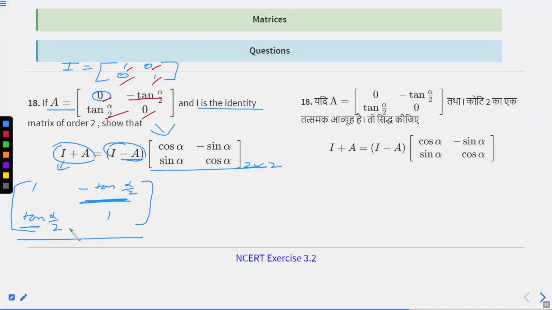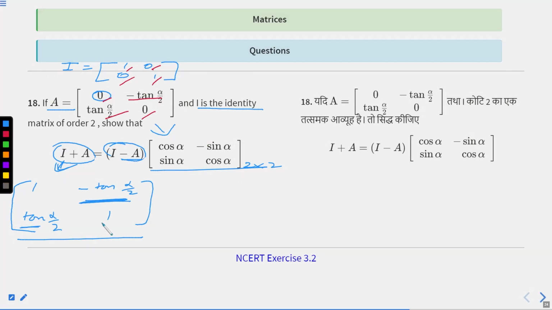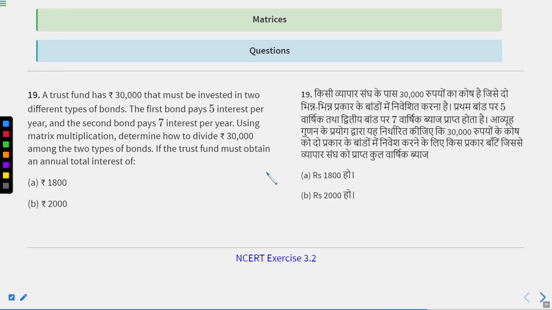So now, what is this? If you compare this, this is nothing but your left hand side: 1 minus tan alpha by 2, tan alpha by 2, 1. So you saw that this right hand side is equal to left hand side. This is the thing you needed to show. I hope that this is clear to you. Let us move to the next quickly.